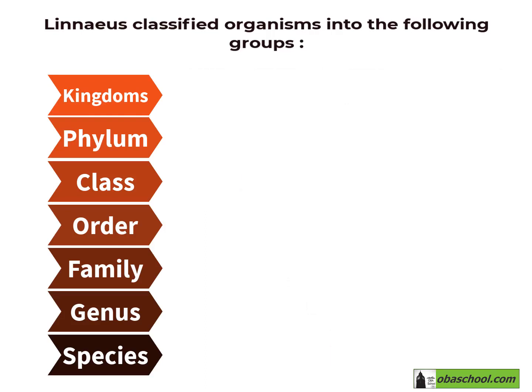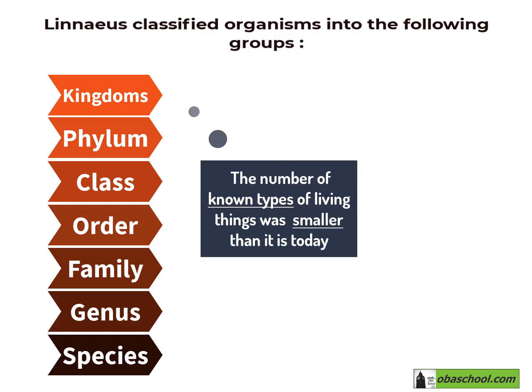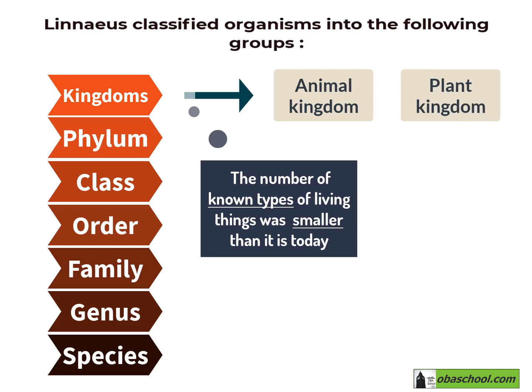However, when Linnaeus first devised his classification system, the number of known types of living things was much smaller than it is today. This is why, according to Linnaeus' classification, there are two kingdoms, the animal kingdom and the plant kingdom.